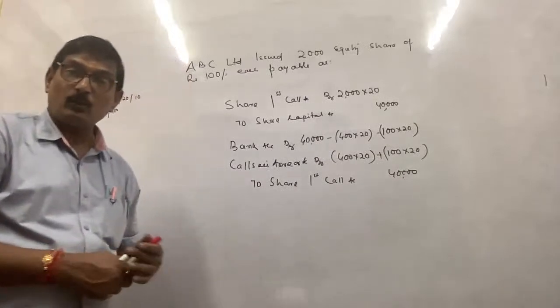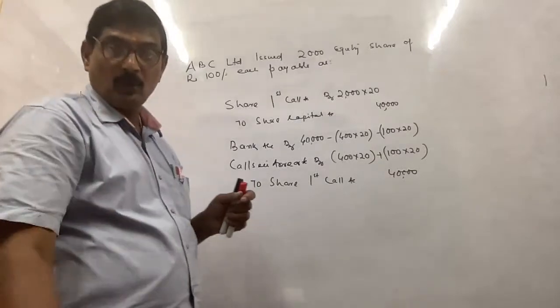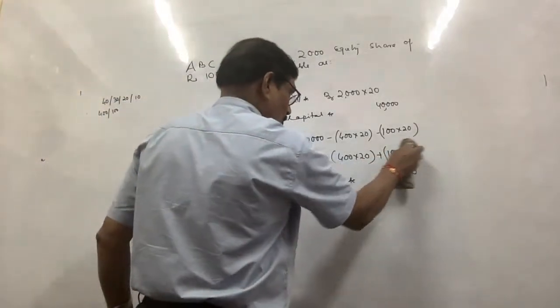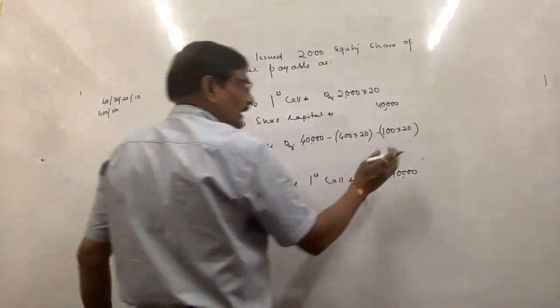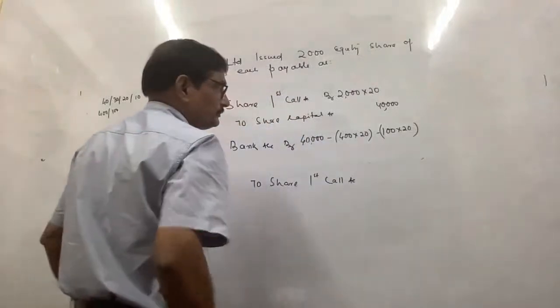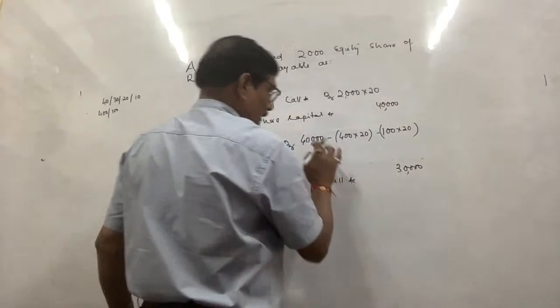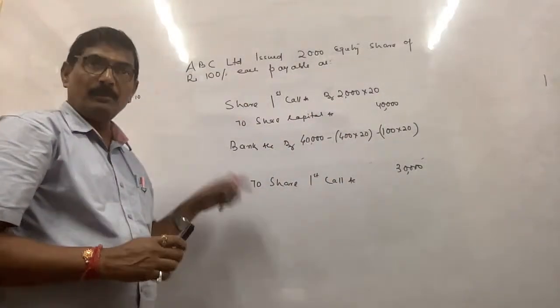And if it is given in the question that calls in arrear account is not to be opened, in that case, you don't use this one. Simply we will write the amount, 30,000 rupees. This minus this minus this. Bank account debited to share first call.